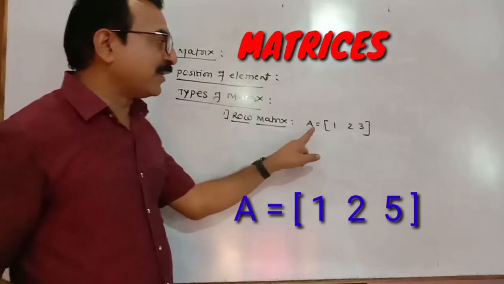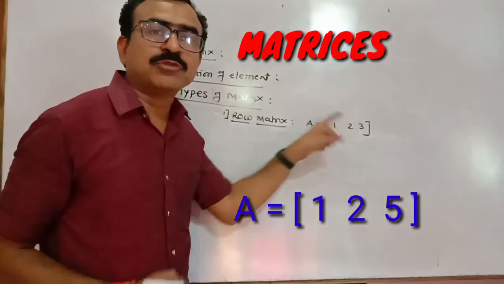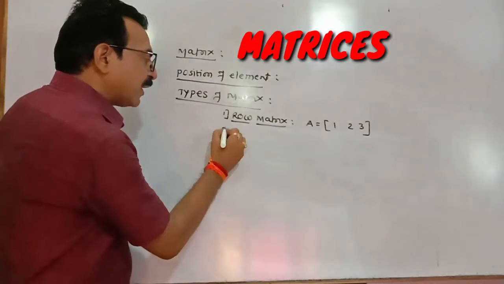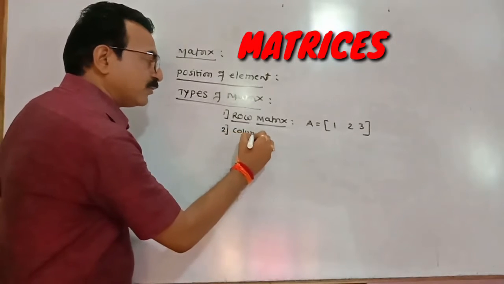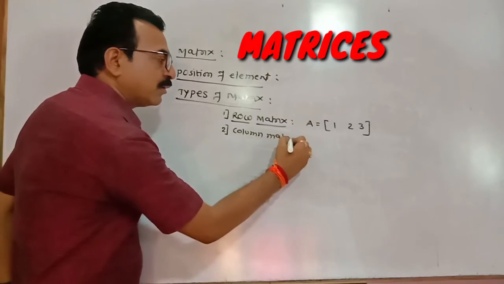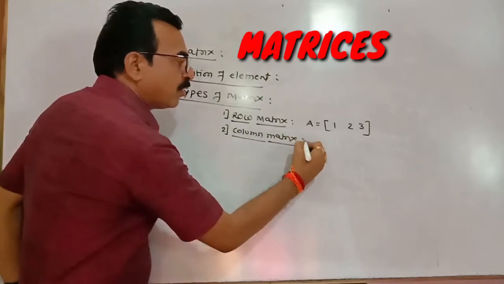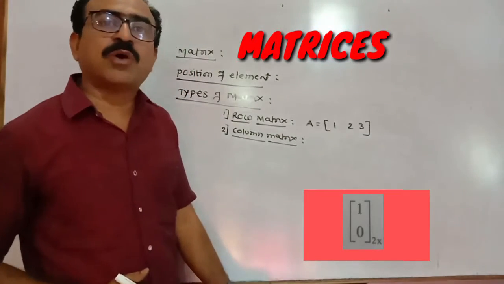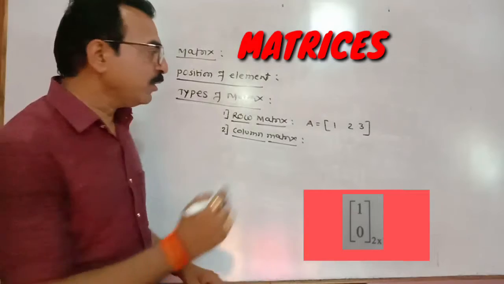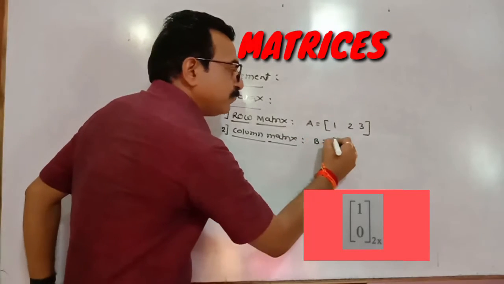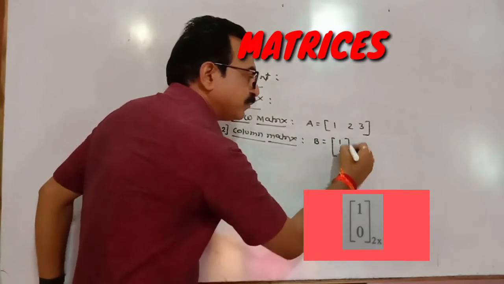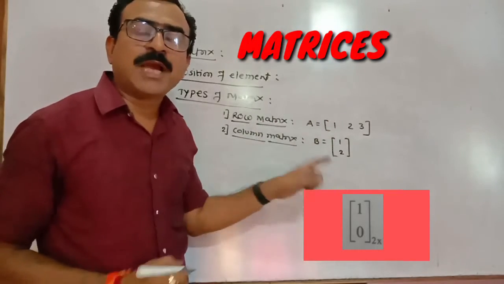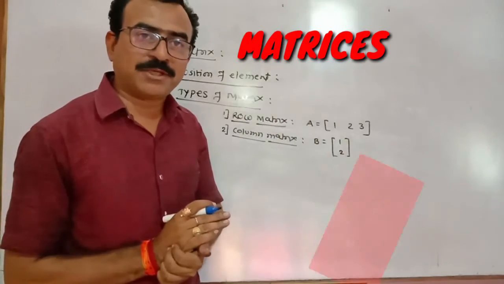Okay, so this matrix A has single row and because of that it is called as row matrix. Understood? Second type is column matrix. A matrix having single column is called as column matrix. Understood? For example, this matrix B has single column only and because of that it is called as column matrix.